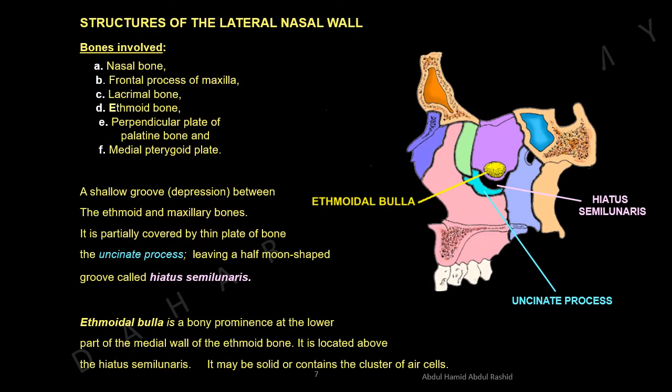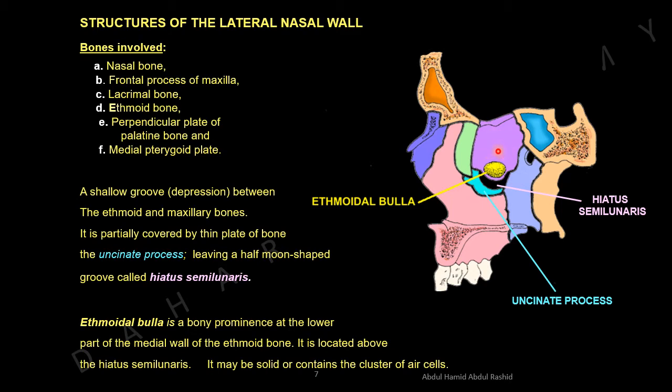Structures of the lateral nasal wall. Lateral nasal wall consists of so many structures. First group is bones involved. From anterior to posterior are nasal bone, frontal process of the maxilla, lacrimal bone, ethmoid bone, perpendicular plate of the palatine bone, and medial pterygoid plate.